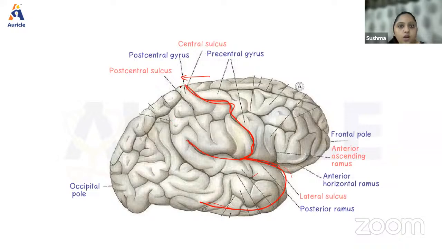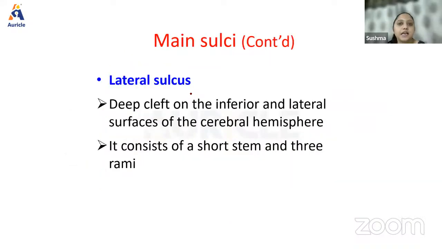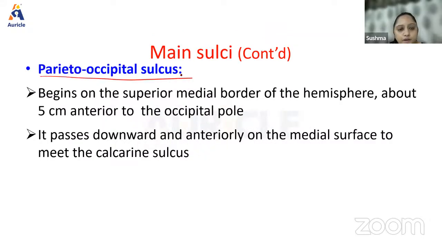Understanding? So, the one that is next to it becomes the post-central sulcus. So between them, what do I have? Post-central gyrus. So a gyrus is the fold between two sulci. Understanding? Yes. Next, we have one more main sulcus, which is the lateral sulcus, which is present in a deep cleft on the inferior and the lateral surfaces. It consists of a short stem and 3 rami. Then we have the parieto-occipital sulcus, which is separating the parietal lobe and the occipital lobe.